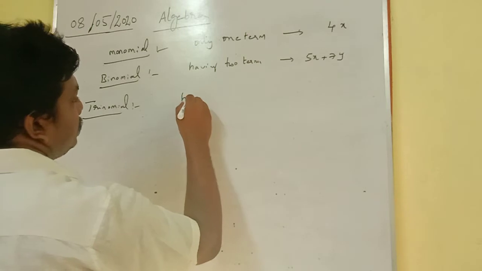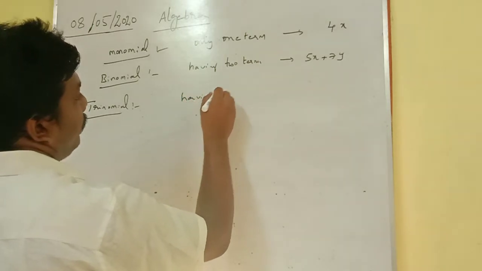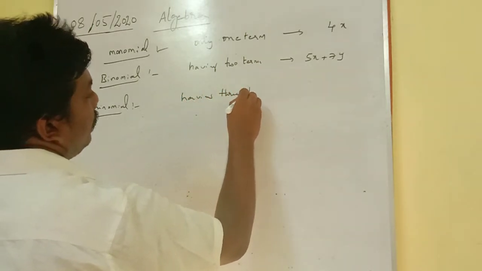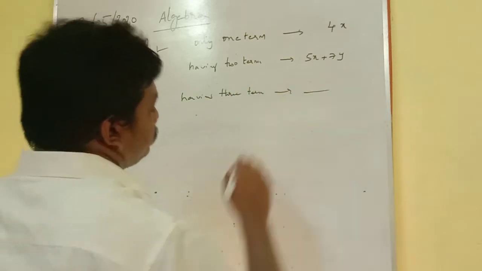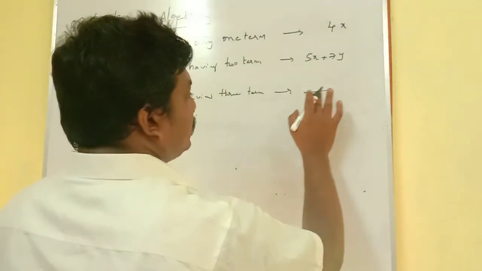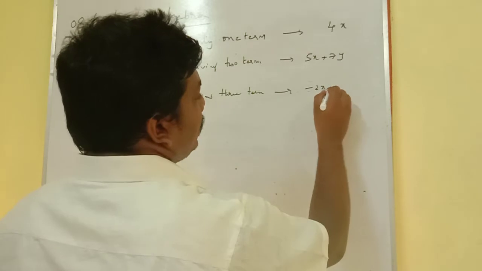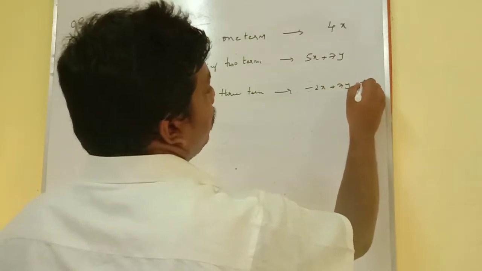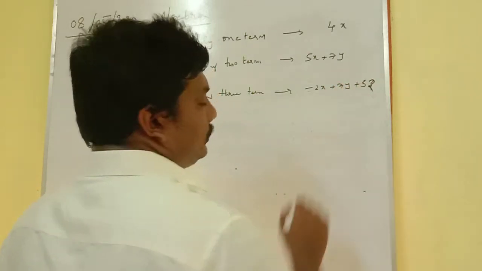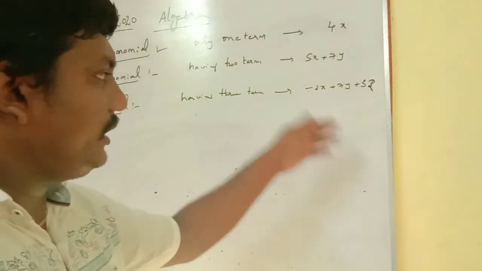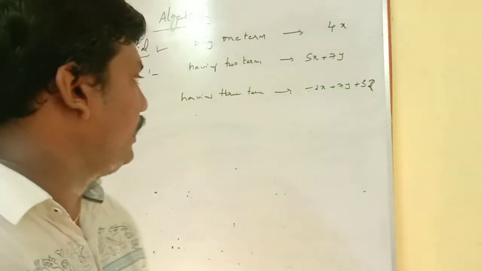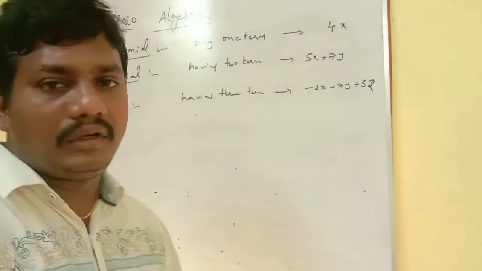Having three terms. Suppose three terms, we can write with one example: minus 2x plus 7y plus 3z, like that. You can write your own examples for trinomial.